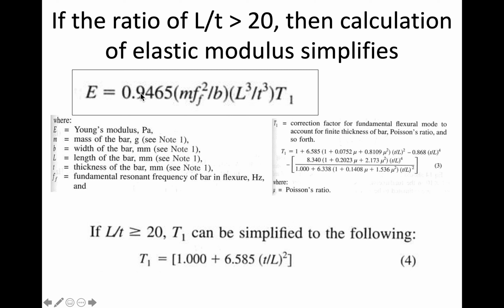So plugging all that in, we'll get the Young's modulus or elastic modulus in pascals. And then that can be converted to gigapascals or megapascals. So that is how we get the elastic modulus. So basically we need dimensions, mass, and then this frequency that we get from the software, and we can put all that in and obtain a value.